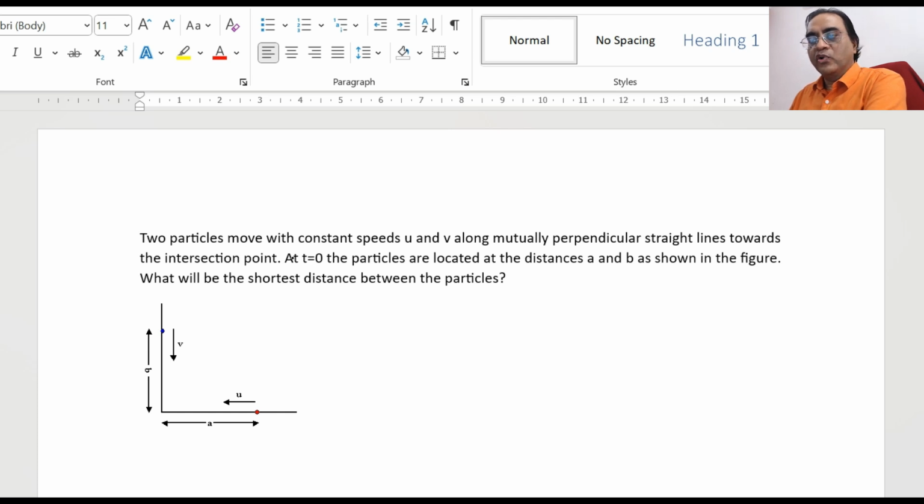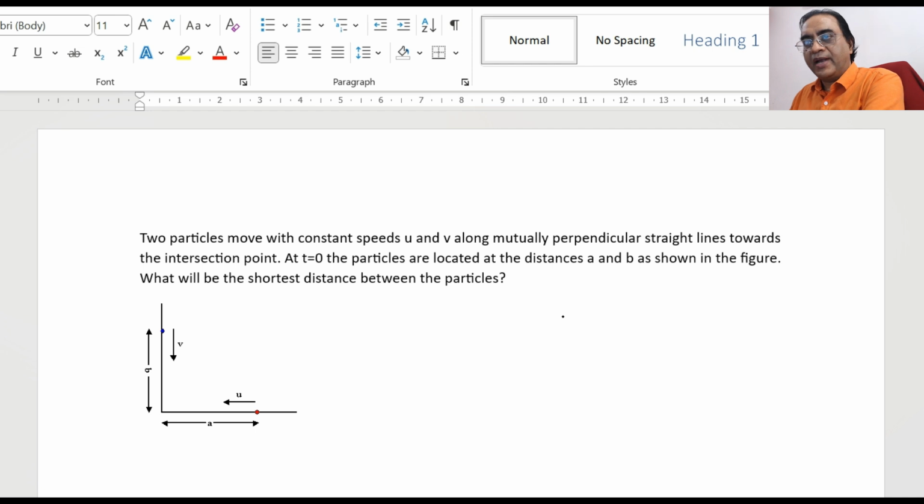Two particles move with constant speeds u and v along mutually perpendicular straight lines towards the intersection point. At t equal to 0, the particles are located at the distances a and b as shown in the figure. At t equal to 0, this distance is a, this distance is b. What will be the shortest distance between the particles?